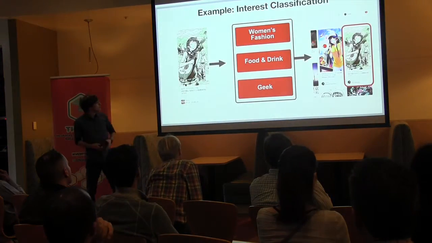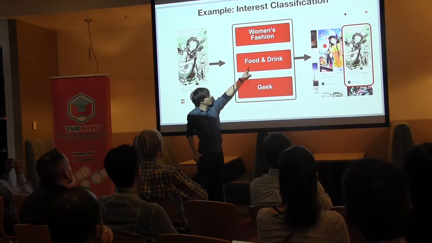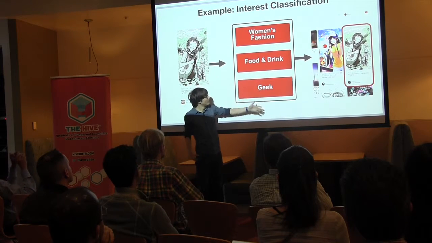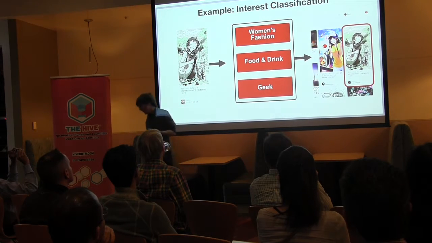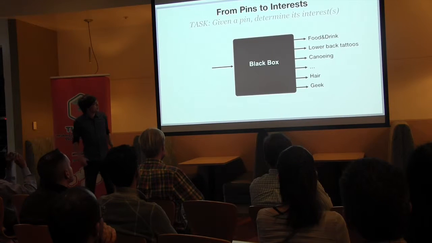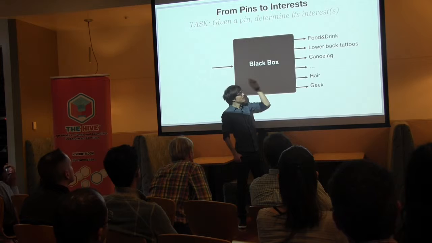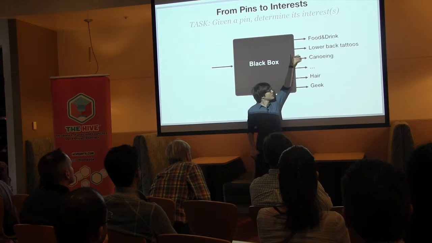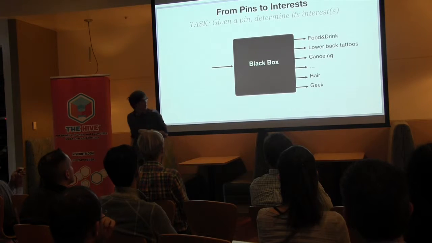So what I want to do is look at the pin and decide, is this about women's fashion, is it about food and drink, or is it about geek? Right? And I would in some sense like to classify this pin into one of the categories or one of the classes. Okay? So what I want to do is build a black box that will take a look at the pin and decide which of these interests or topics it should belong to.